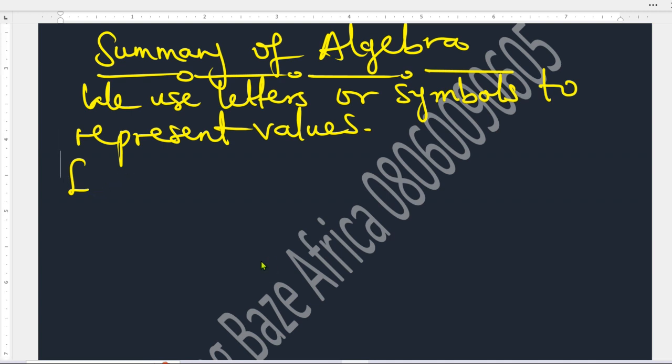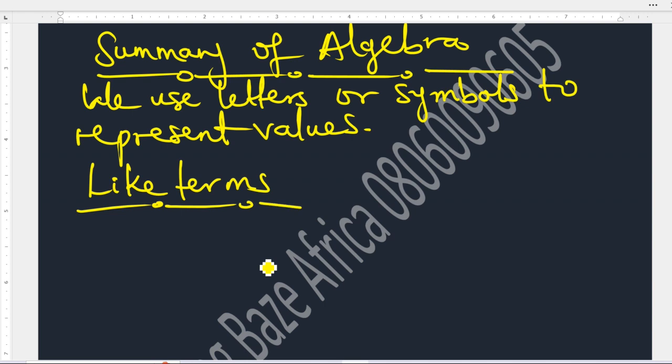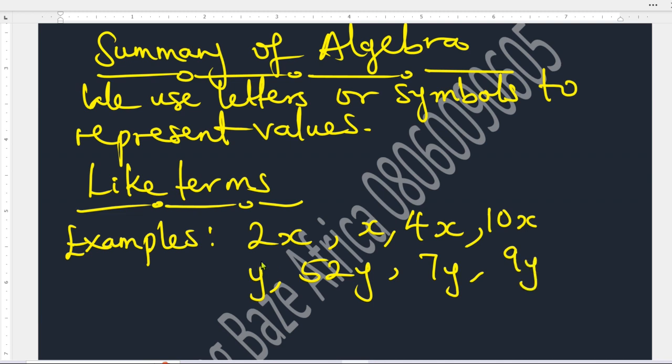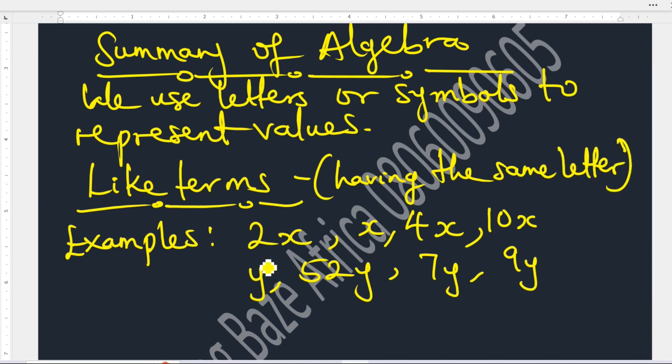In algebra, there is something we call like and unlike terms. We have what we call like terms. Like terms are terms that look alike. For instance, 2x, x, 4x, 10x are all called like terms. We can also have y, 52y, 7y, 9y. These are all called like terms because they are terms that have the same letter. So terms that have the same letter are called like terms.